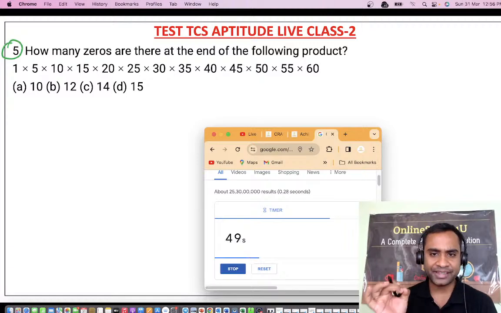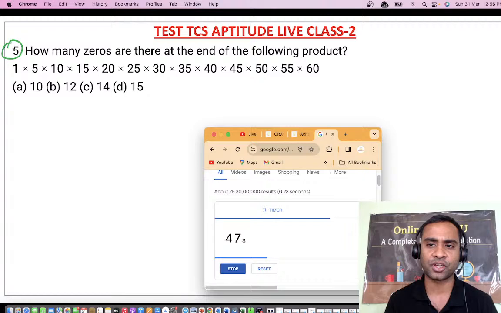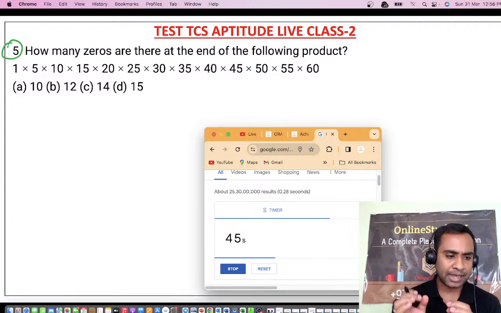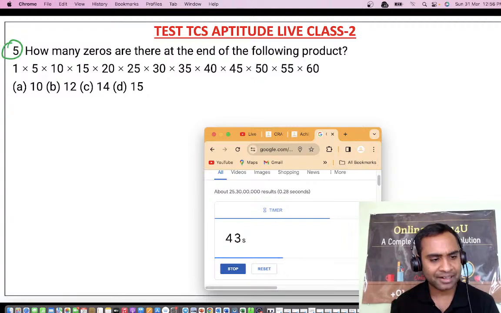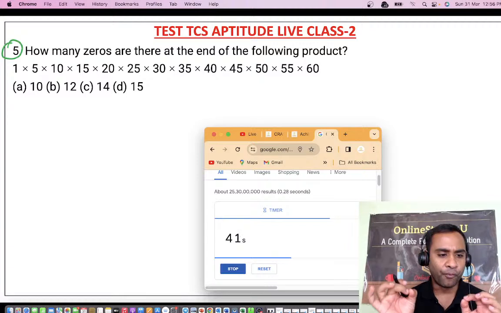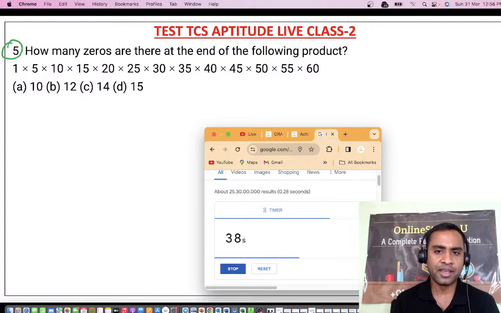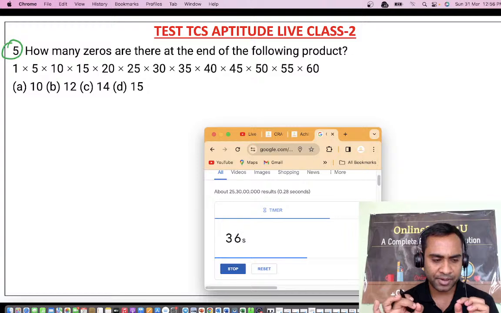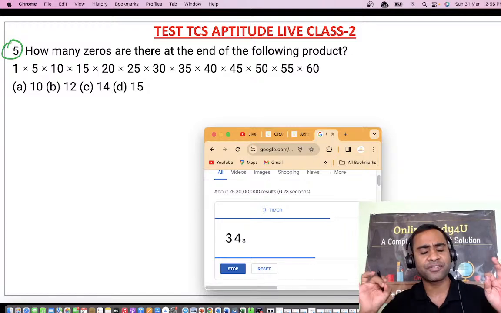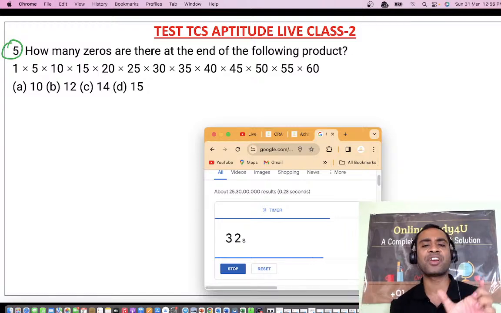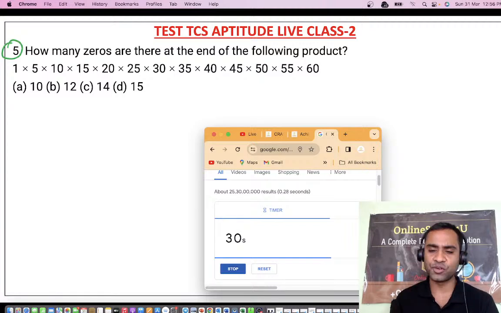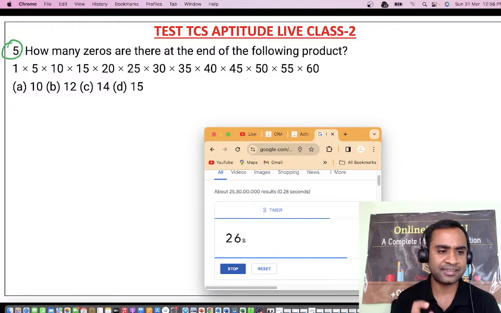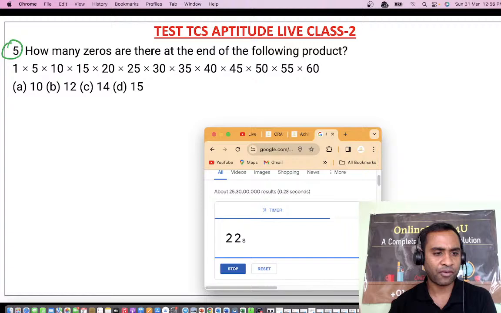How many zeros are there at the end of the following product? There are methods, right? The basic method will be very complicated. Whatever method I am trying to explain, please try to understand it. It's very easy and related to the basics. If you are lagging in your basics, then you need to join the TCS NQT crash course or the Achiever batch, where everything is done from the basics.